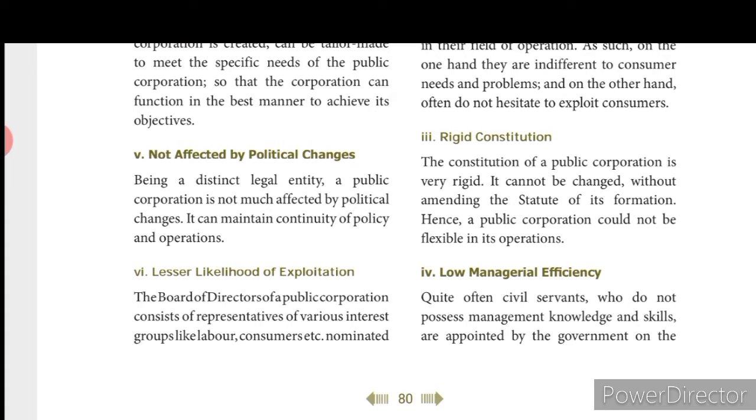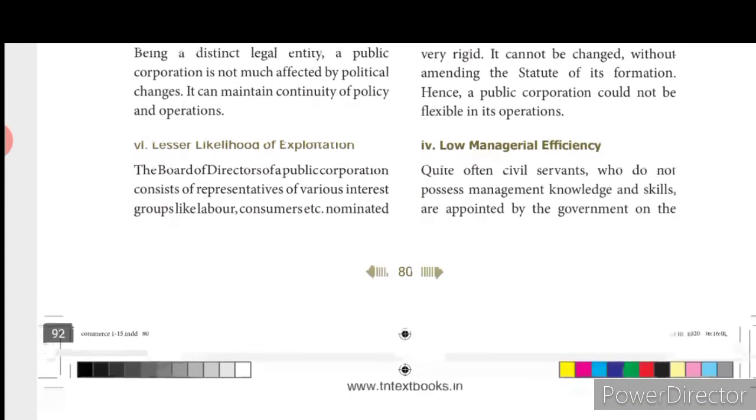Being a distinct legal entity, a public corporation is not much affected by political changes. It can maintain continuity of policy and operation. You can just maintain the continuity. Lesser likelihood of exploitation. The board of directors of a public corporation consists of representatives of various interest groups like labor, consumers, etc.